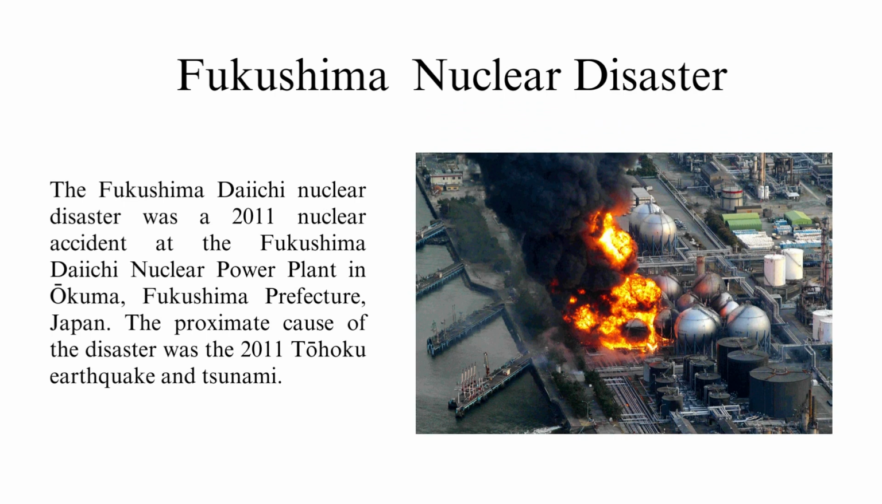Fukushima nuclear disaster. The Fukushima Daiichi nuclear disaster was a 2011 nuclear accident at the Fukushima Daiichi nuclear power plant in Okuma, Fukushima Prefecture, Japan. The proximate cause of the disaster was the 2011 Tohoku earthquake and tsunami.